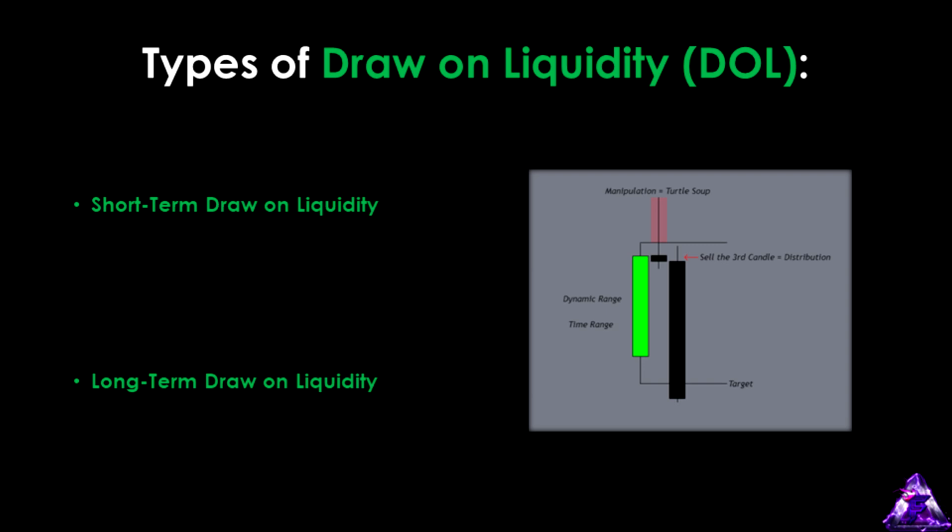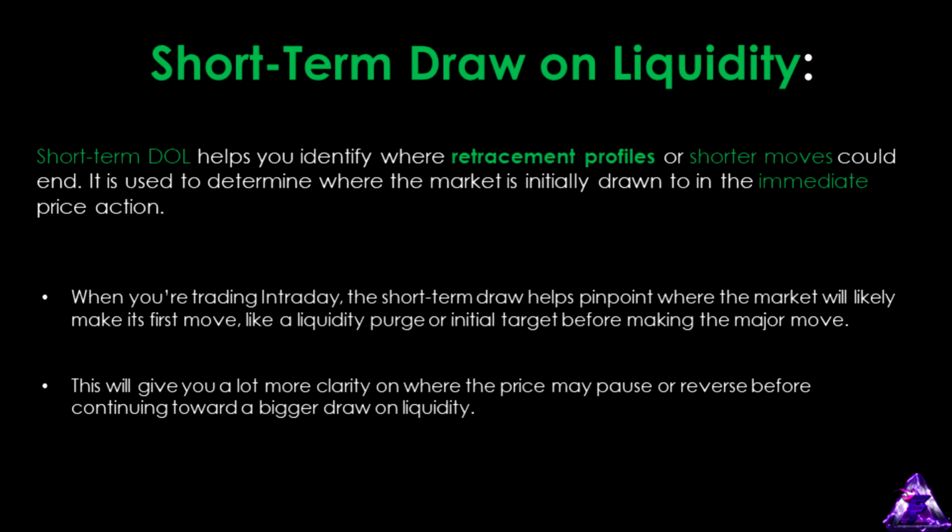The first type is short-term draw on liquidity, and the second type is long-term draw on liquidity. By their names, you might already have an idea of the general concept behind each, but remember, it's not that simple. Each has a range of nuances and details that you need to be familiar with, which will ultimately help you make more informed decisions about where to look for trades and where the market is likely heading. Let's move on to the first type of draw on liquidity, which is short-term draw on liquidity.